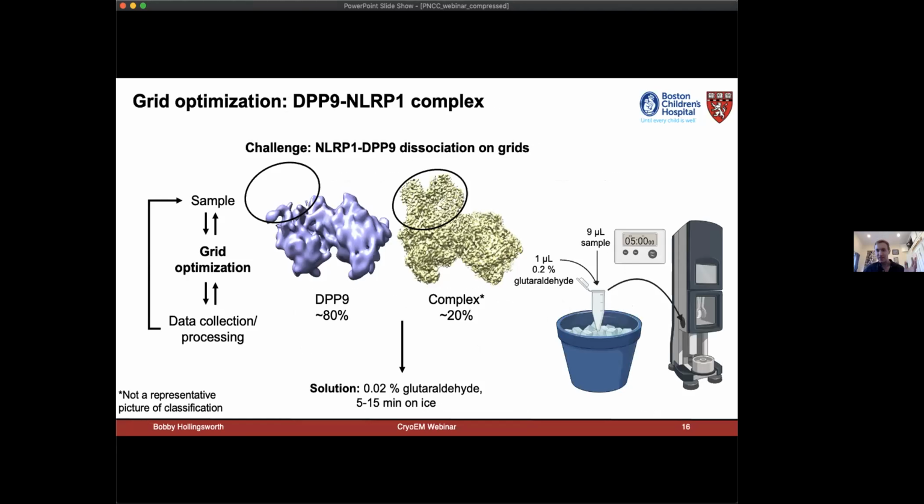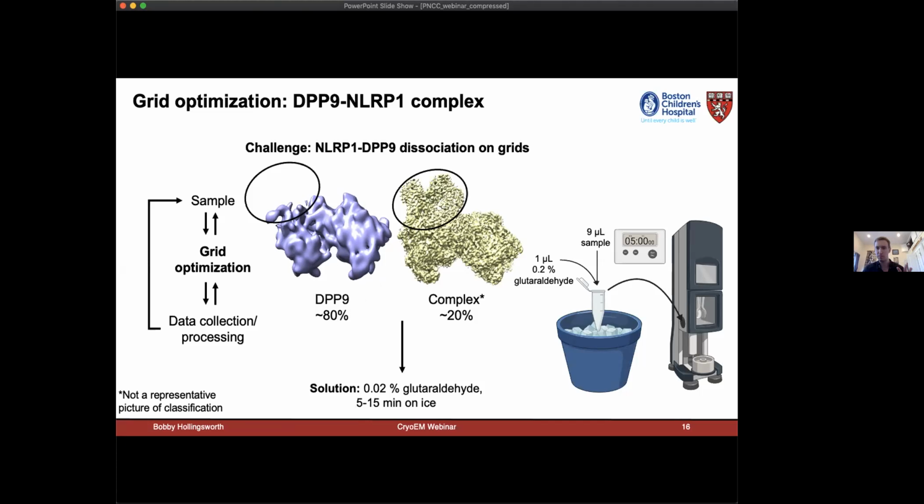So now that we have this prep that's reproducible, we decided to start screening on cryo-EM grids. And we were noticing from our small data sets that we were getting this dissociation on grids that I just alluded to, where most of our particles were aligning to these empty DPP9 particles that were missing LRP1. We were losing about 80% of our data due to that. And this is probably just due to dissociation at the air-water interface, because the protein complex purified together and stoichiometry looked very good by SDS-PAGE. And so the solution here was to cross-link with glutaraldehyde.